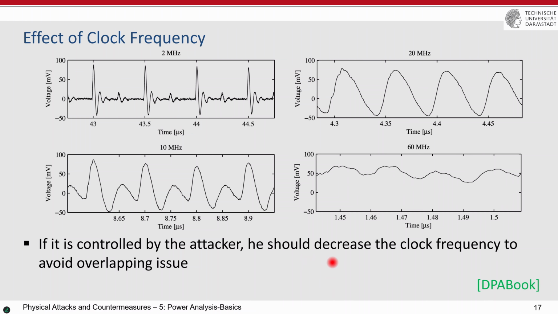If you're an attacker, you may decrease the clock frequency. It means that if you have that control, that ability, it's recommended to decrease the clock in a way that the power consumption of adjacent clocks do not overlap, because if they overlap, the attack still will be possible, but with more noise. It means that you need more traces, because, as I explained, this is a kind of switching noise which comes into your measurements.